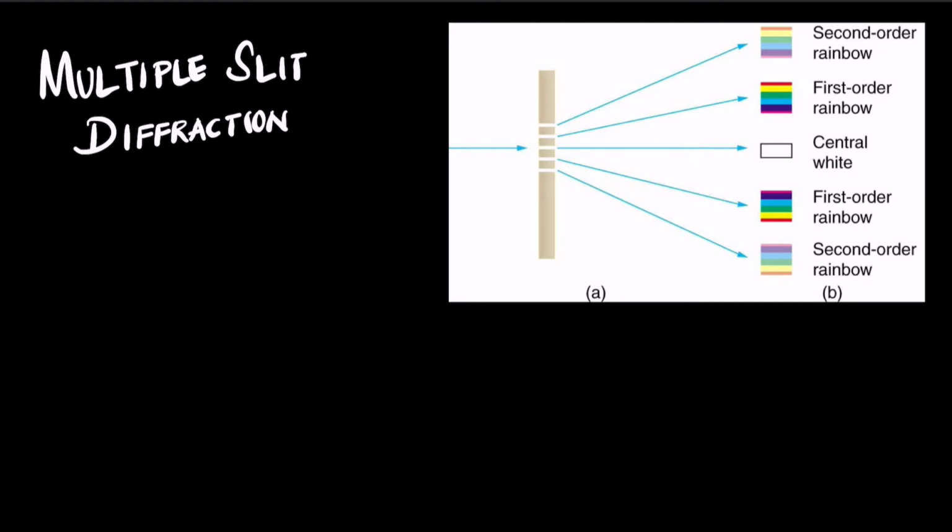So let's discuss the next topic, multi-slit diffraction. We talked about diffraction of light, or bending of light, when you pass it through two slits. Now let's talk about multiple slits.